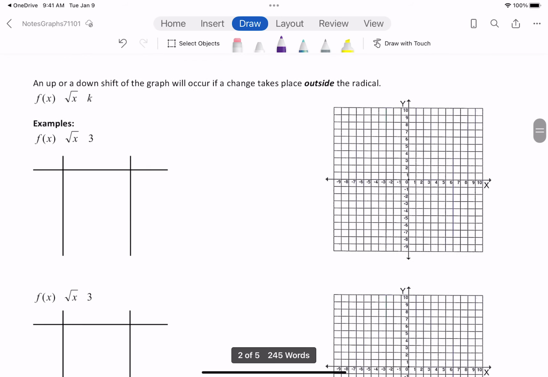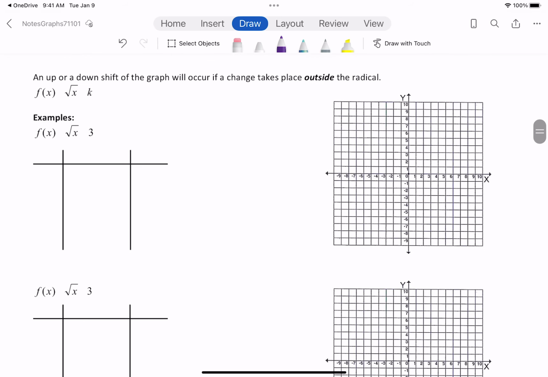Alright. For the next one, this one is supposed to say f of x equals square root of x plus k. And this one, you notice the k, which is just going to be some number, it is outside of the radical. When the change is outside of the radical, the shift is going to be up or down.